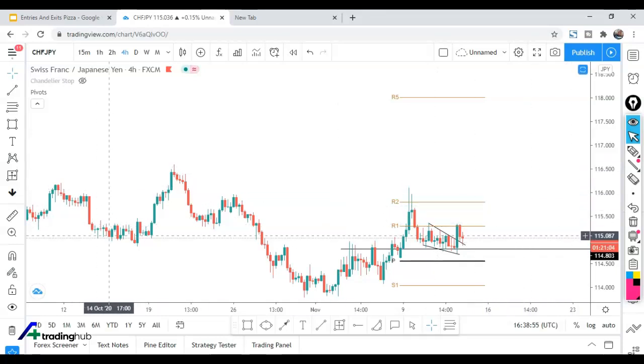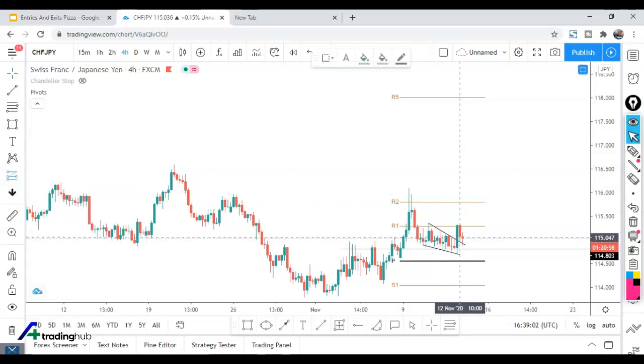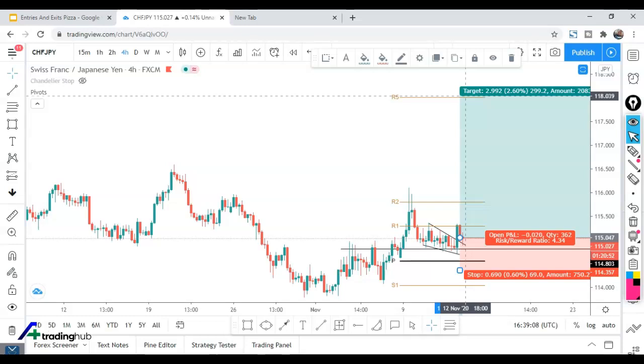So just imagine you are buying from CMP, the current market price, right? Where is your stop loss? Stop loss below PP and your target at R5. Are you seeing the risk to reward? 1:4, and the stop loss is just 69 pips. Is this not a sniper entry? Just tell me, is this not a sniper entry?